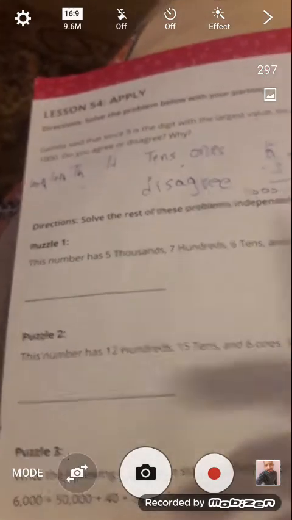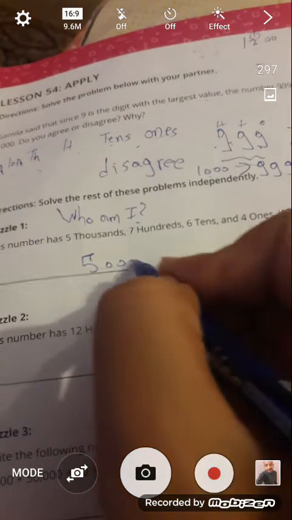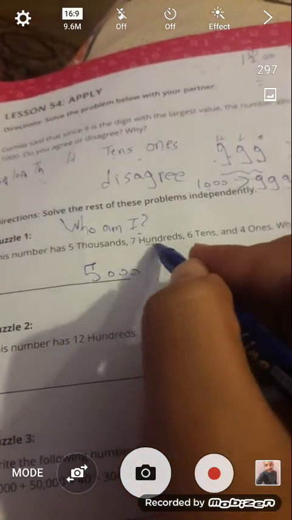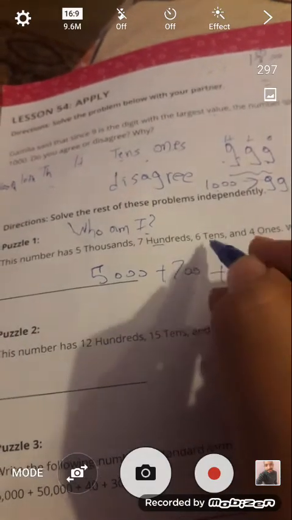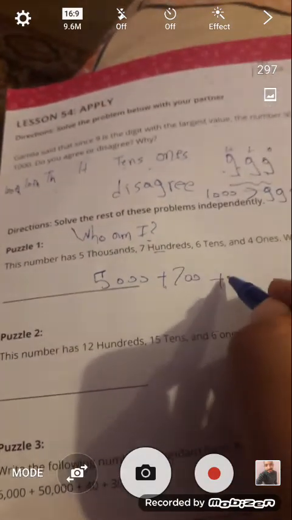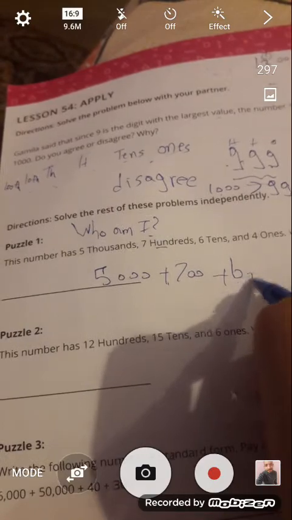Now let's see these puzzles. The puzzle is: who am I? A certain number is talking about himself and we want to know the name of this number. Let's see puzzle number 1. The number has 5,000, 700, 6 tens. What is the meaning of 6 tens? It means 6 and 0.